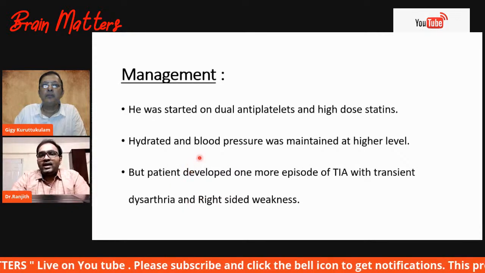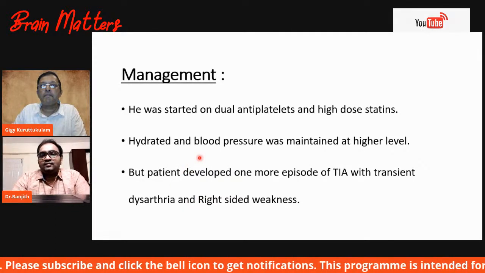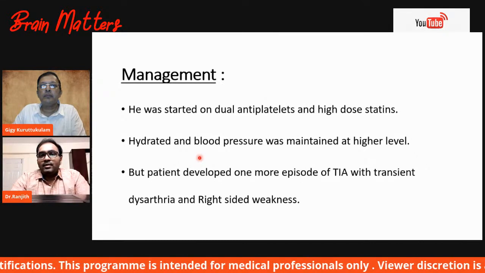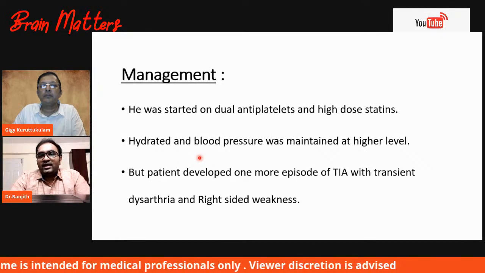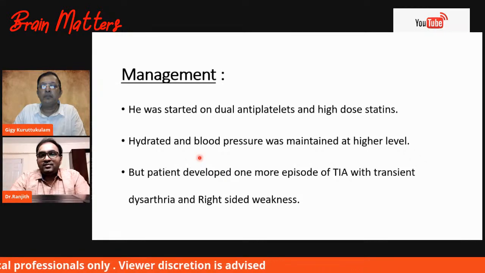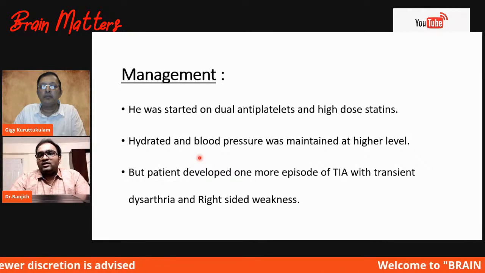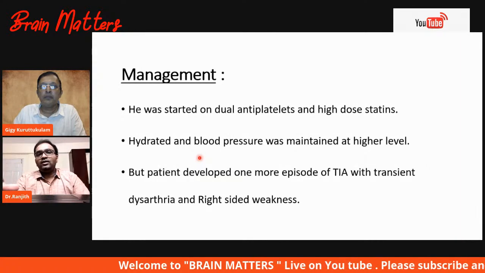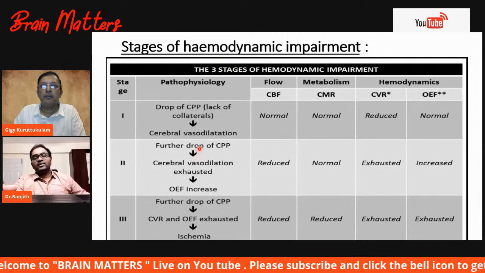He was started on dual antiplatelets and high dose statins and was hydrated, and blood pressure was maintained at a higher level. But the patient developed one more episode of TIA with transient dysarthria and right side weakness. But this was transient and he became all right afterward. So coming to treatment options, what can we do for this patient?